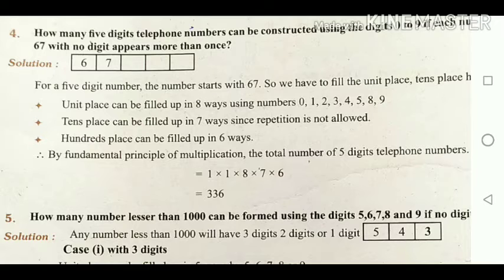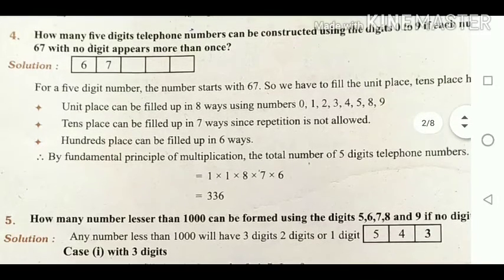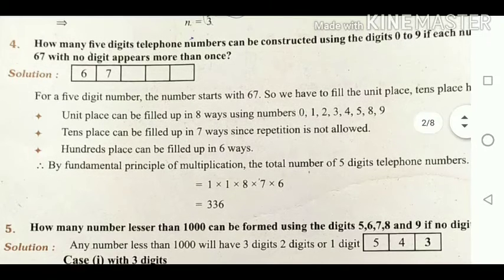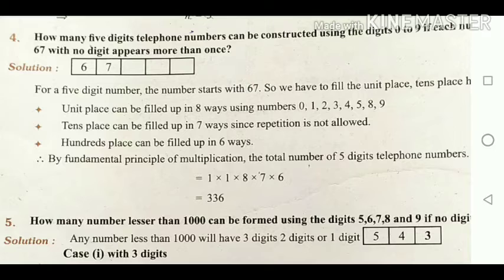So here there are 3 places. One is the unit place, the next one is the tens place, the third one is the 100 place. Already you know which one is the unit place, tens place and 100 place. So it is given that it is a 5 digit number. The number starts with 6 and 7. So we have to fill the unit place, the tens place and the 100 place.